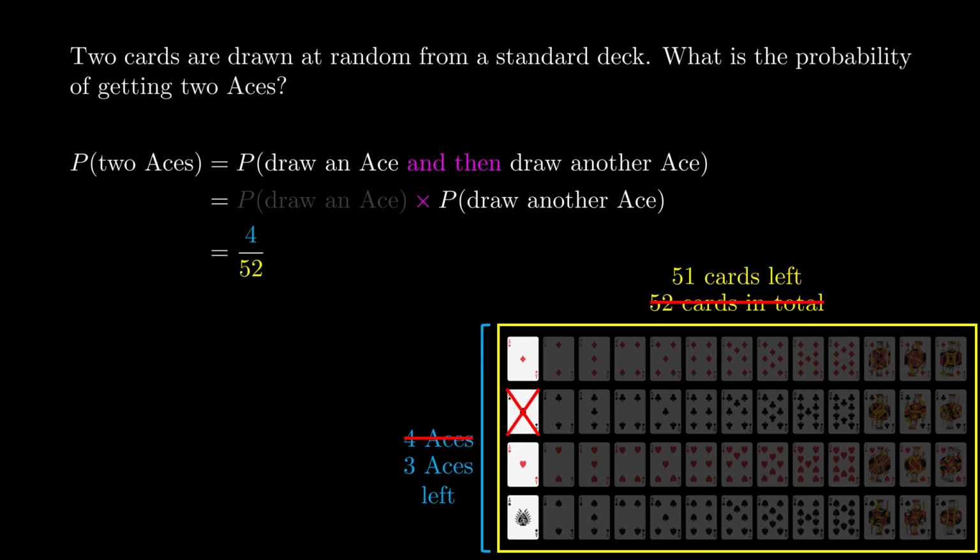And so the chance of drawing another ace, well, there's only 3 possibilities left to choose from out of 51 cards. And so that's going to be our probability there, times 3 out of 51. And so when we put that all together, the answer we're going to get is 1 out of 221, and I would calculate that every single time.